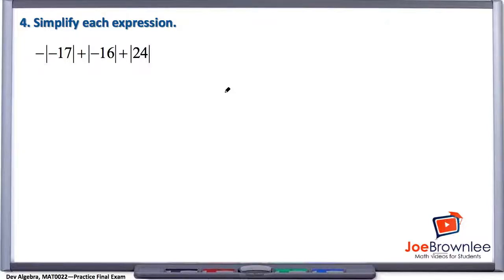Number 4, simplify the expression: negative absolute value of negative 17, plus absolute value of negative 16, plus absolute value of 24. And if we're simplifying this expression, we know we're going to have to use PEMDAS. And hopefully by now we're used to working with PEMDAS.